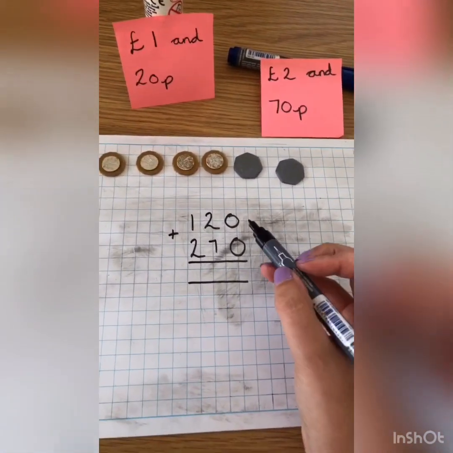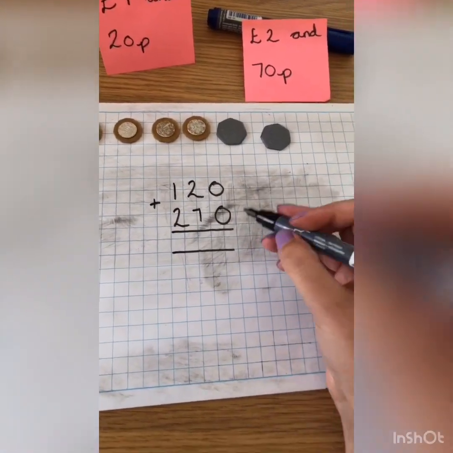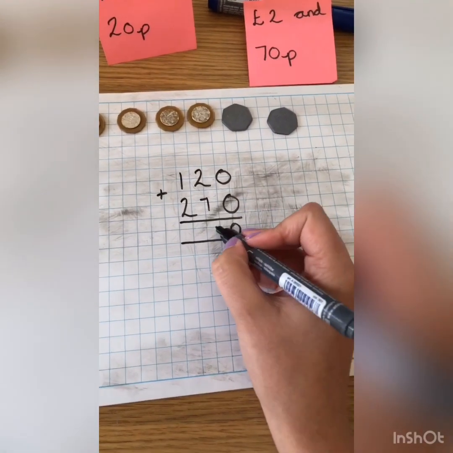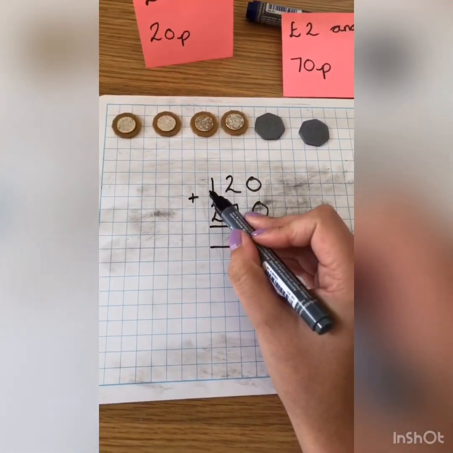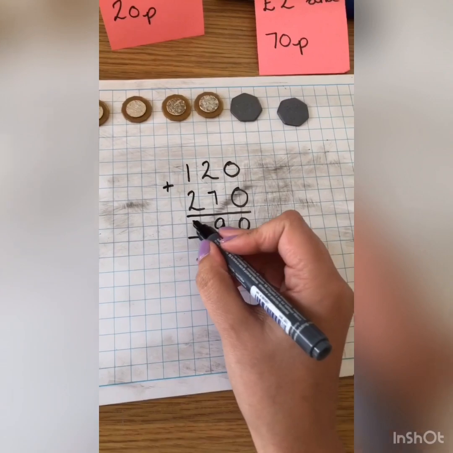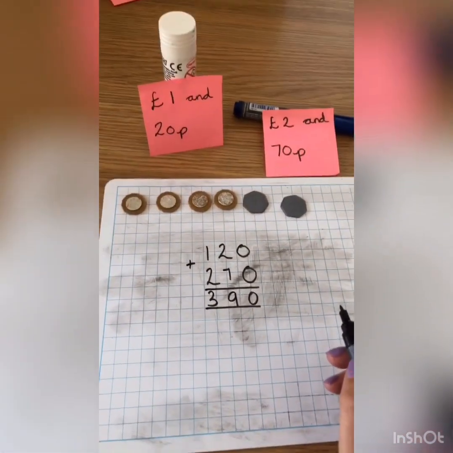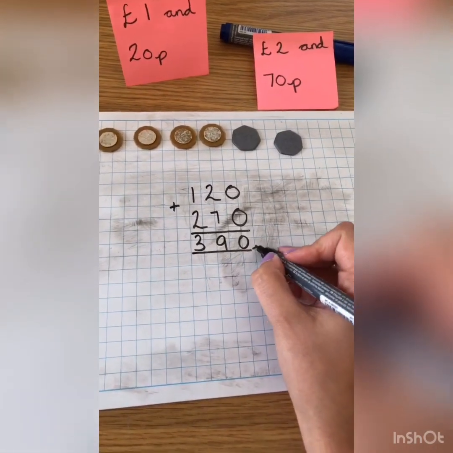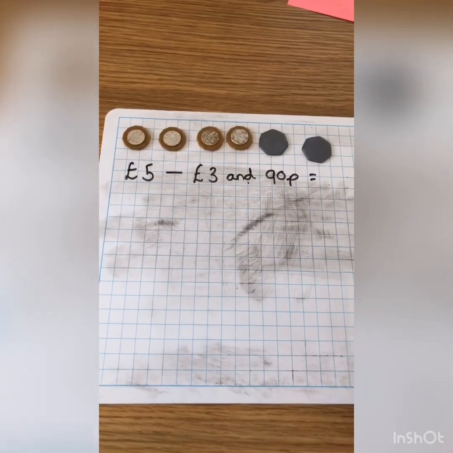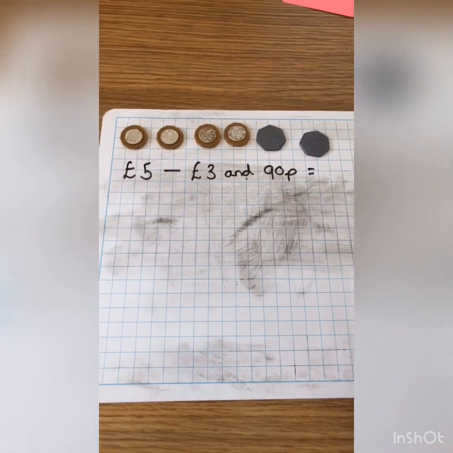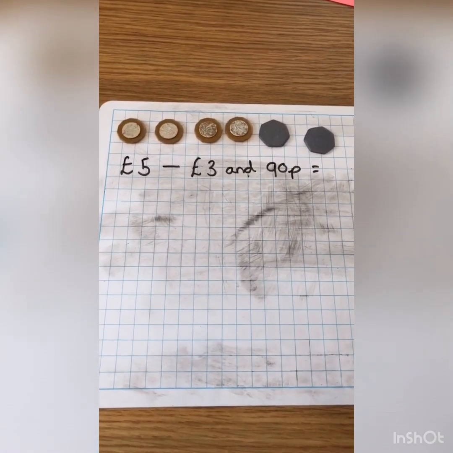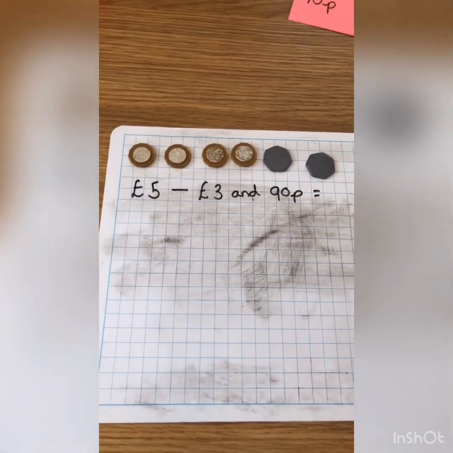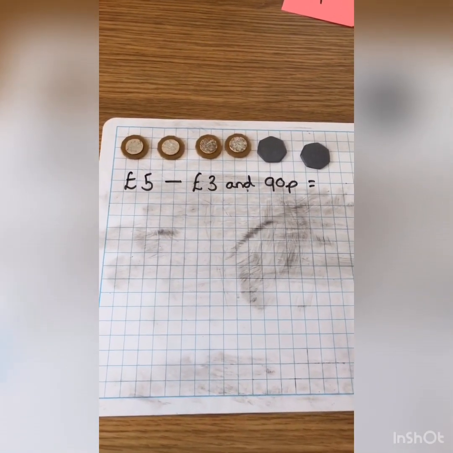So 0 add 0 is 0. 2 add 7 is 9. And 1 add 2 is 3. So I know that by buying both of these objects, I have spent 390p. After that last calculation, we learned that both of my objects calculated to £3.90. So now I need to work out how much change I'm going to get.